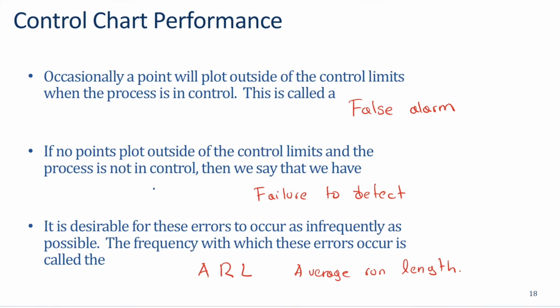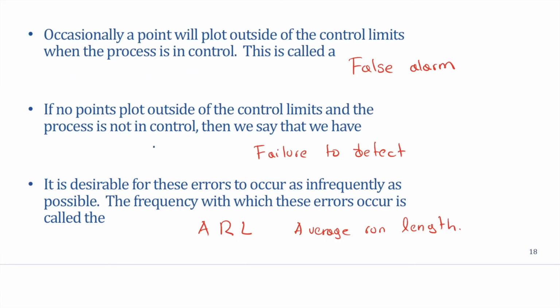Okay, occasionally a point will plot outside of the control limits when the process is in control. So this is called a false alarm. If no point plots outside of the control limits and the process is not in control, so the opposite case, then we say that we have a failure to detect. So it is desirable for these errors to occur as infrequently as possible. The frequency with which these errors occur is called the ARL, average run length, that we will cover in the next video.